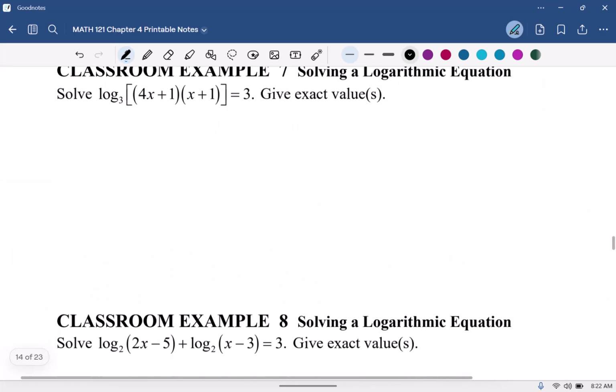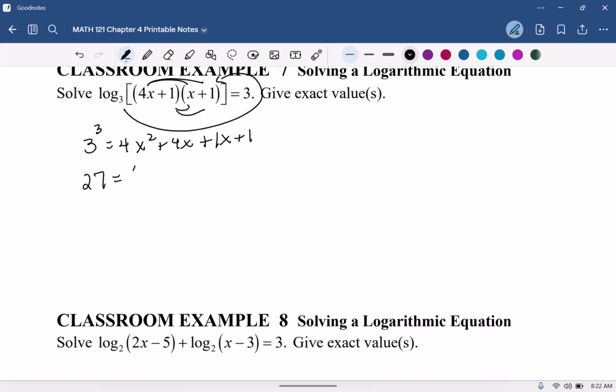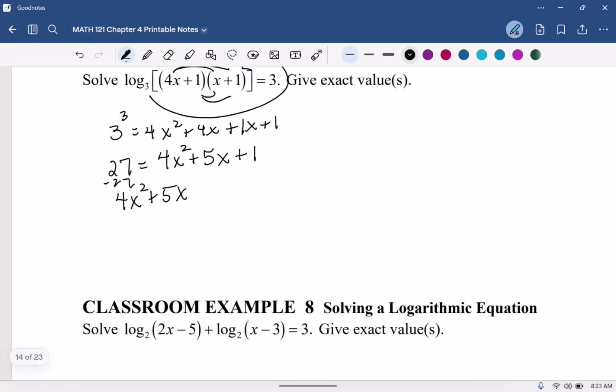All right, this one, we don't have logs on both sides, so we have to go whoosh. So 3 to the 3rd equals, I'm going to foil that out, so that's 4x squared plus 4x plus 1x plus 1. So that's 27 equals 4x squared plus 5x plus 1. Get all your x's on one side because it's a quadratic. So I have 4x squared plus 5x. If you minus 27, minus 26 equals 0.